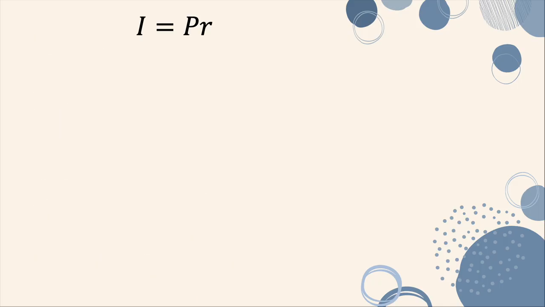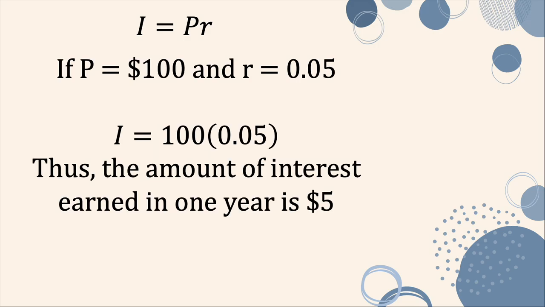Let's begin with the concept of the simple interest formula. If you invest a principal P at an annual percentage rate, the interest earned in 1 year is I equals P times R. Let's give an example to see and understand. If P is $100 and our rate is 5%, as a decimal 0.05, then the amount of interest earned is 100 times 0.05. Thus, the amount of interest earned in 1 year is $5.